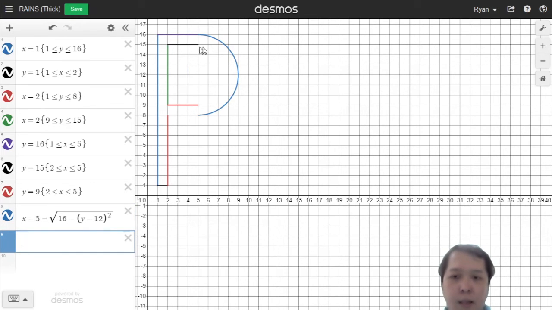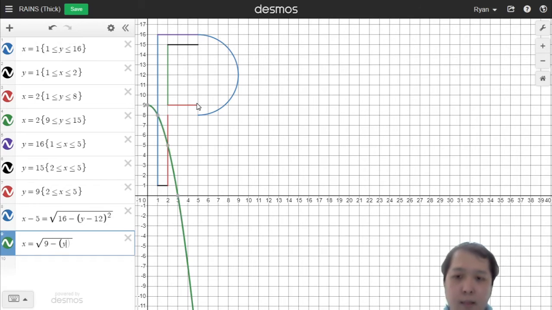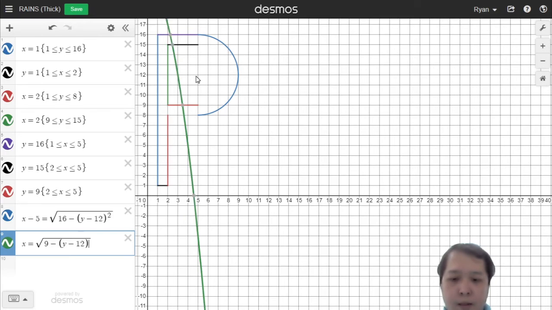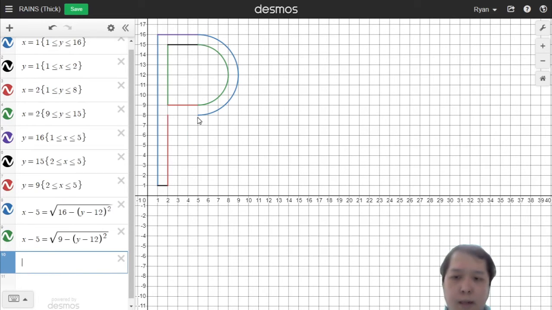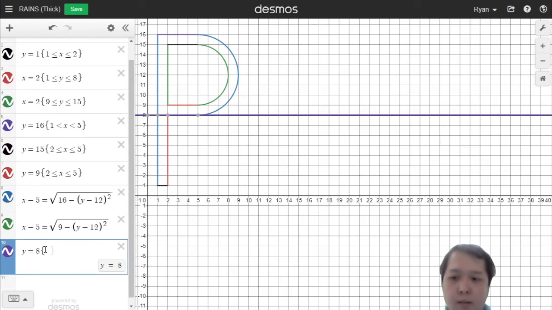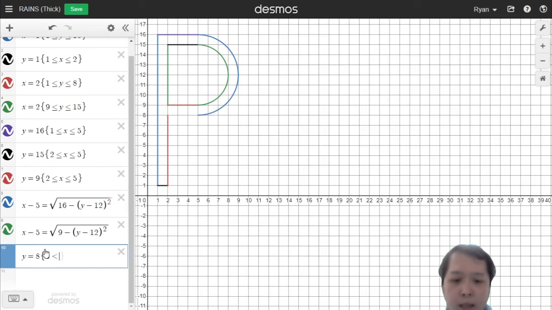And now the inner part is going to be, let's have the sqrt first. The radius is now 3, so 9 here. And then Y, the center is the same, so it's 12. And shift 5. Yep. Alright. Next, a straight line but only 2. Y equals 8, but the length is only 3 until 5 of the X interval.